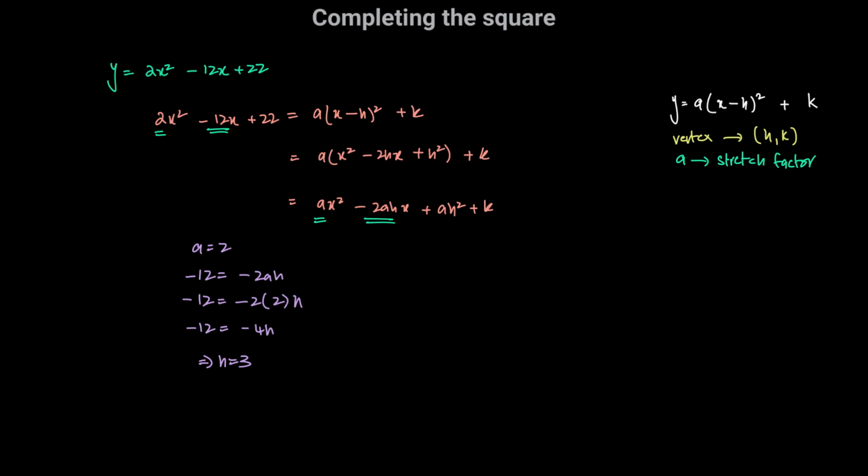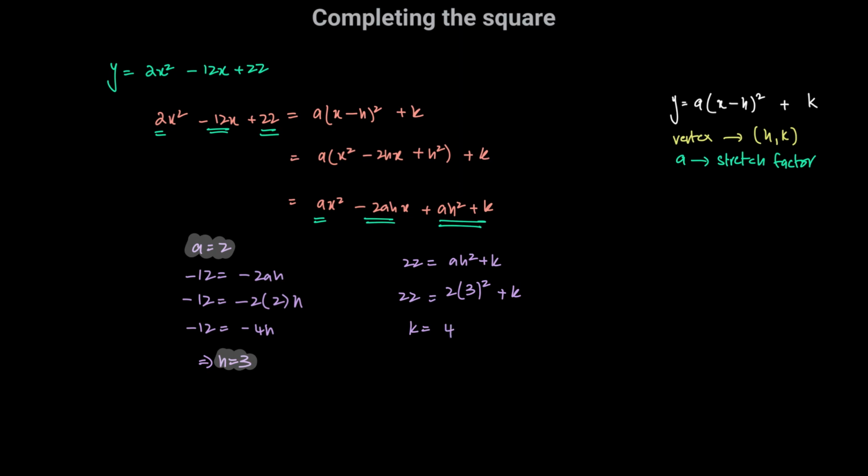So now we found the value of a and the value of h. And the last thing is that on the left hand side, the constant term is equal to 22, and on the right hand side, the constant term is equal to ah squared plus k. So we can say that 22 is equal to ah squared plus k. We already know that a is simply 2, and h is simply 3. So we have 2 times 3 squared plus k, and this is equal to 22. So we can say that k is equal to 22 minus 18, which is equal to 4.